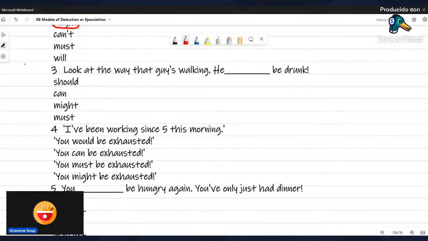Look at the way that guy is walking. He must, right? Why are we using must in here? Well, because we are completely sure that when a person is drinking, they lose balance, right? They don't have total coordination of their body. Yes, when a person is drinking that way. So that's why you are speculating about that. So he must be drunk. Yes, that's what you're saying. You cannot say might because, well, it's kind of obvious, like how the person is walking.